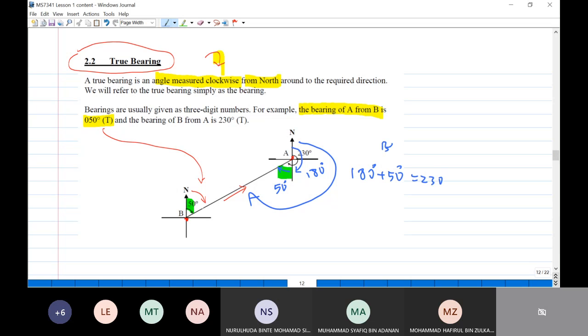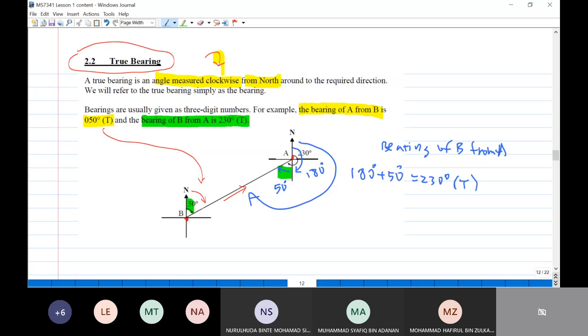So this is the bearing of B from A. Okay, this is inside your note there. Bearing of B from A is 230, right? So there is a certain pattern. So we write this 230, then put a T behind. Okay, so this is the bearing question.